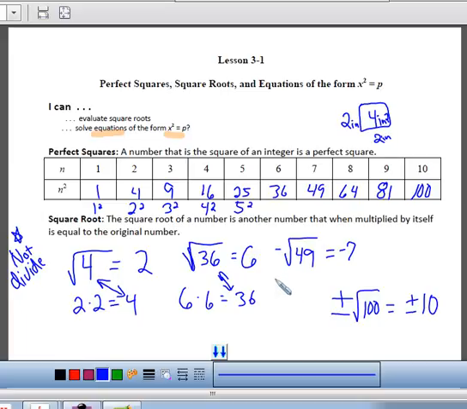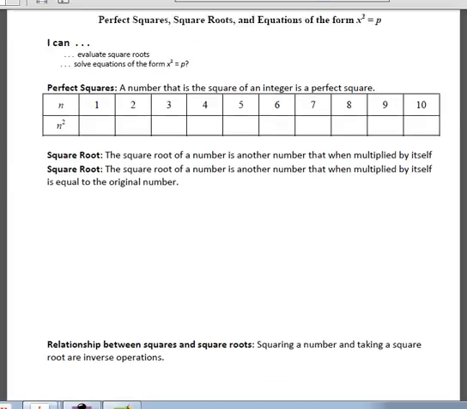Now, most of this unit you will not be allowed to use a calculator. So I want to also talk about when you use square root on a calculator, you'll get just the positive answer. But you need to understand that a negative times a negative will give you a positive as well. Alright, we'll talk more about that later.